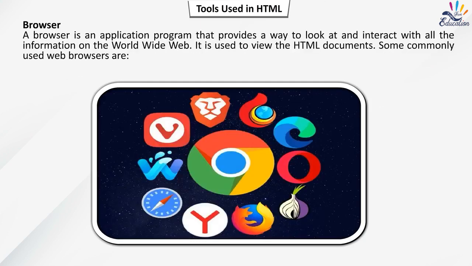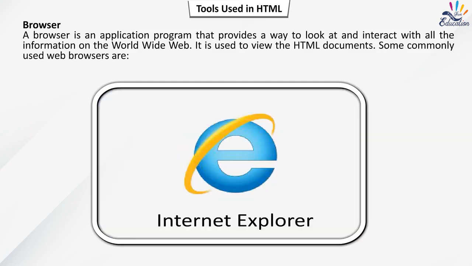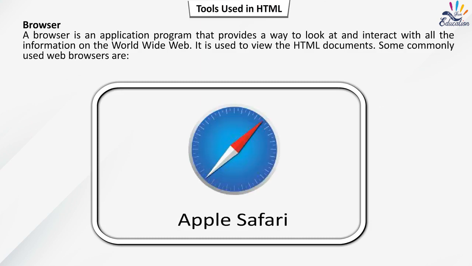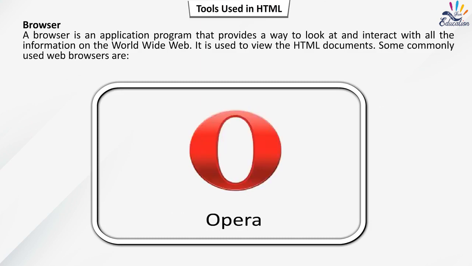Browser. A browser is an application program that provides a way to look at and interact with all the information on the World Wide Web. It is used to view the HTML documents. Some commonly used web browsers are Google Chrome, Internet Explorer, Microsoft Edge, Apple Safari, Mozilla Firefox, Opera.